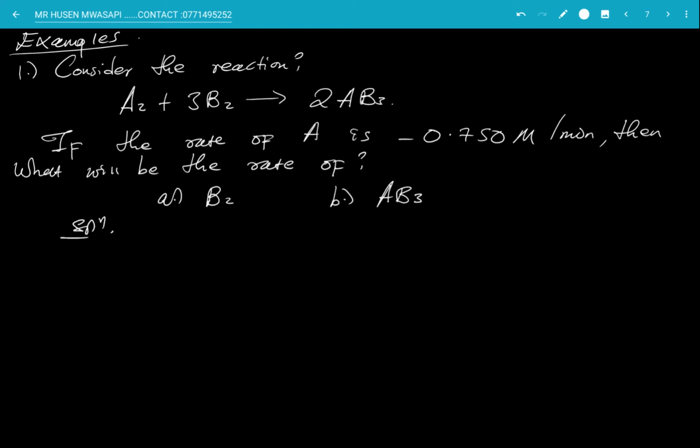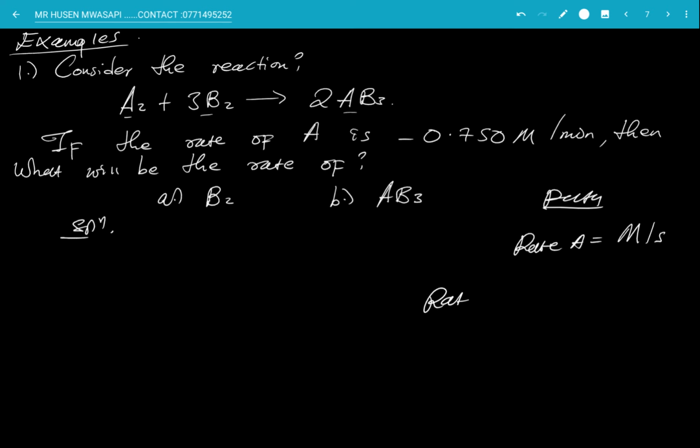So example number 1 says, consider the reaction that we have. So A2 plus 3B2 produces 2AB3. Now if the rate of A is minus 0.750 molarity per minute, then what will be the rate of B2 and AB3? So before we even find the rate, let us change the rate of A into the units of rates. Remember, the units are molarity per second. So rate A should be in molarity per what? Second.